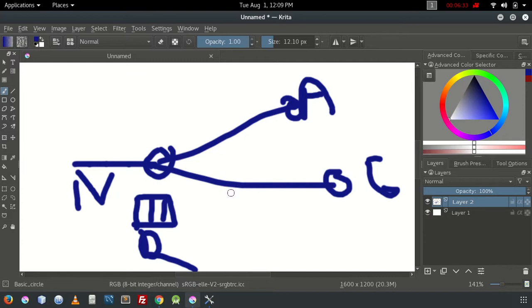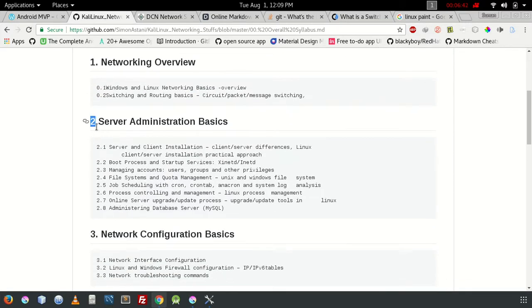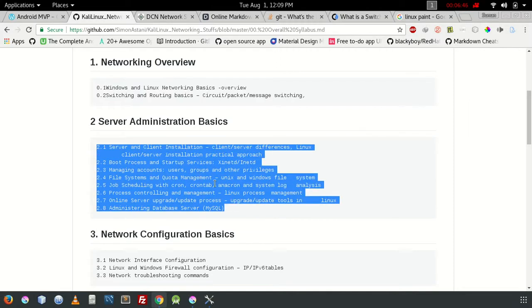So this much for this lecture. In the next lecture I'll be explaining server administration and its features. All these aspects are theoretical aspects. Stay tuned.